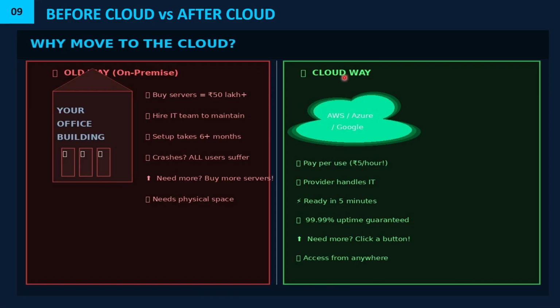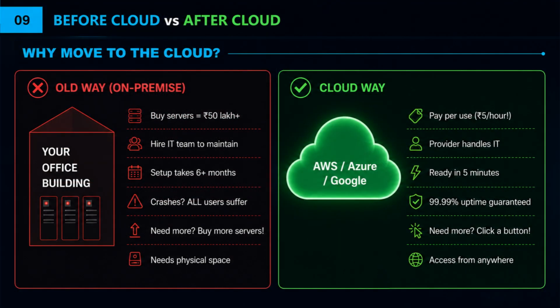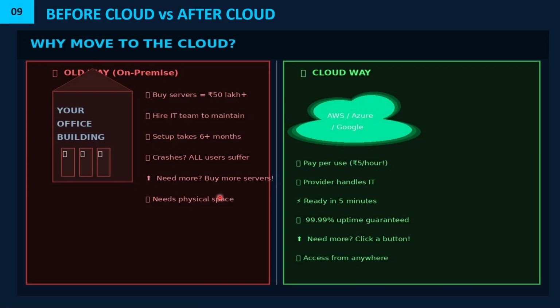So before cloud and after cloud. Before cloud, you buy servers, it's about 50 lakhs plus rupees you have to spend upfront. Hire an IT team to maintain all those things. Setups take 6 plus months. It will crash. All users suffer, need troubleshooting, and need more, buy more servers, need physical space, and a lot of things you have to suffer before the cloud, which you can call on-premise.